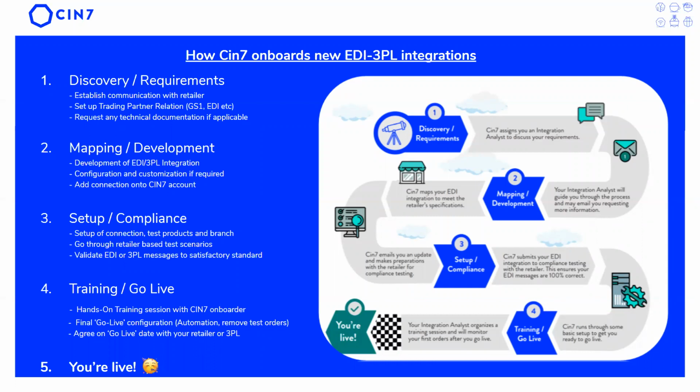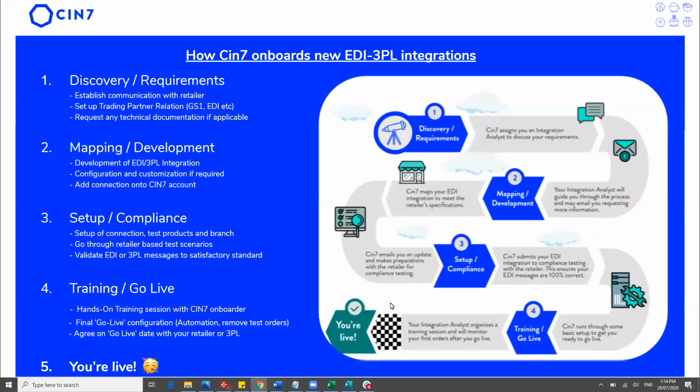We have two types of connections that can actually come in. So we classify them as existing or as a new connection. Now, an existing connection would be, for example, a connection that we have already built before for other Cin7 customers that they have been using for a while. These wouldn't require the technical documentation, as we've already mapped to the specifications.